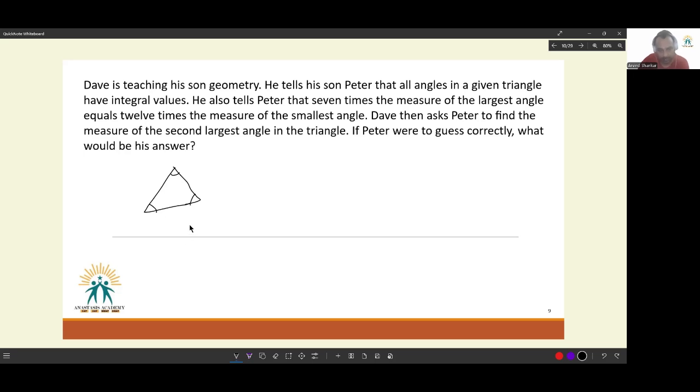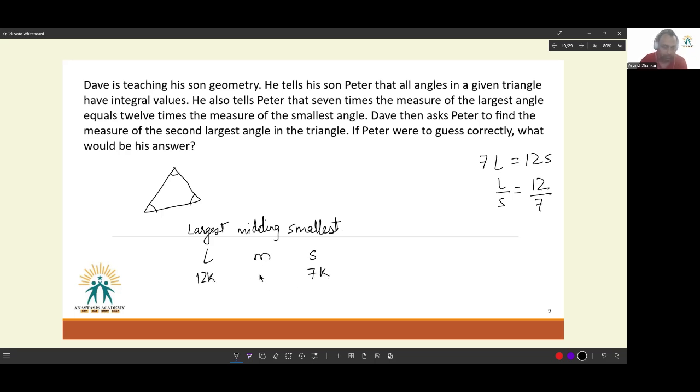So there are 3 angles then. There is the largest, there is the middling, there is the smallest. We are told, let's say this is L, this is M, this is S. 7L is equal to 12S, or L by S is equal to 12 by 7. So I can replace it with 12K and 7K. This middling angle continues to remain M.